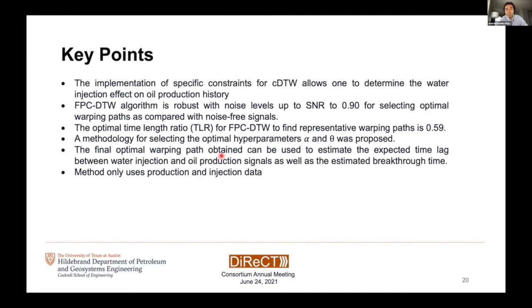And this method only uses production and injection data. We know sometimes data is difficult to acquire or it's expensive. So this is available, easy to get data.